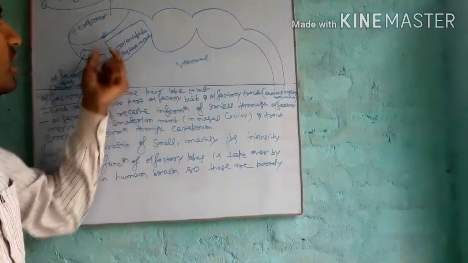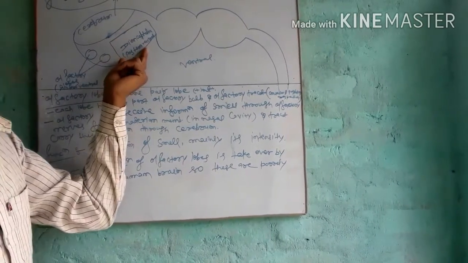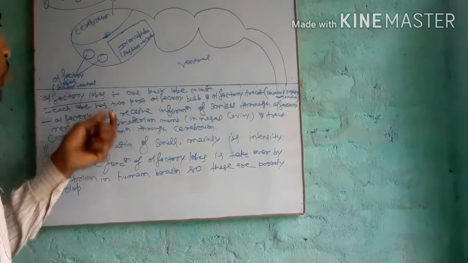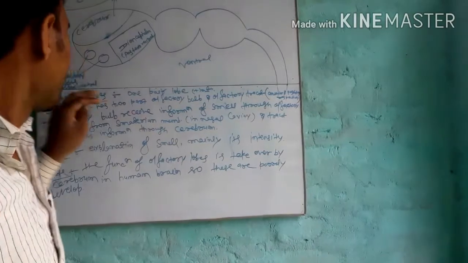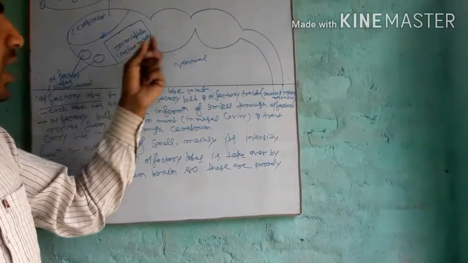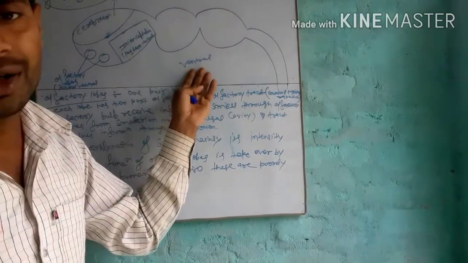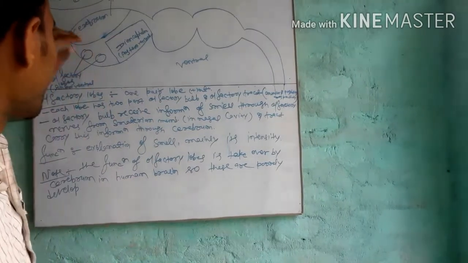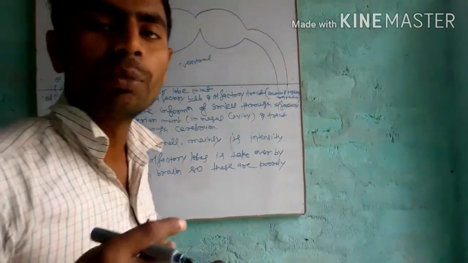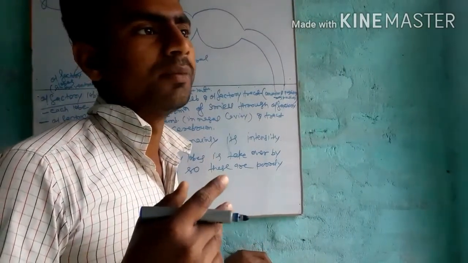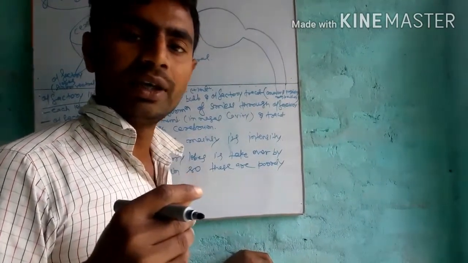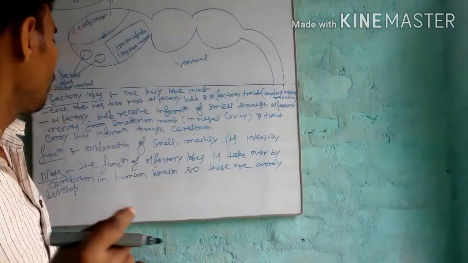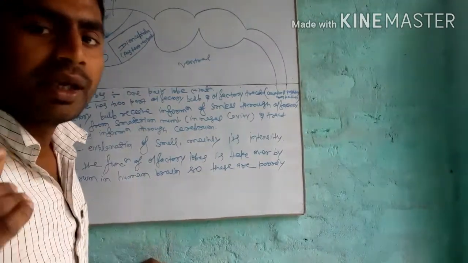Here you are seeing the cerebrum part, the diencephalon, and the olfactory lobes. The olfactory lobe is anteroventral, and this is the dorsal part of the brain and this is the ventral part of the brain. Now we are studying the olfactory lobes, present anteroventrally. Olfaction means smell.